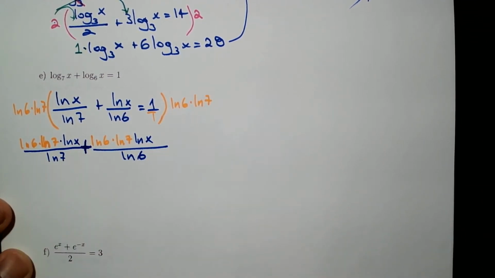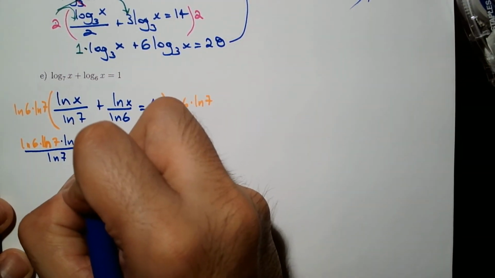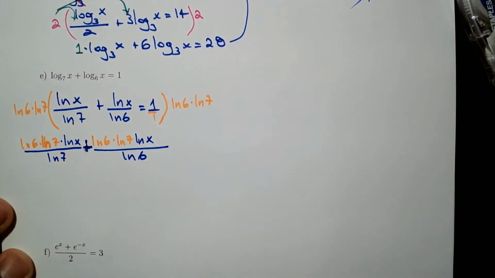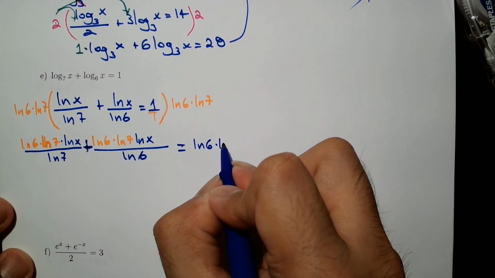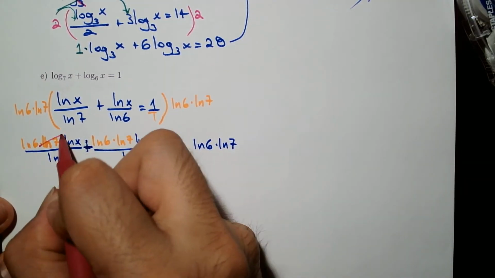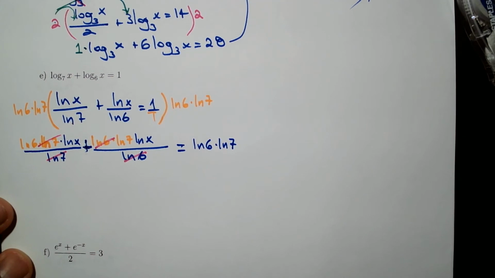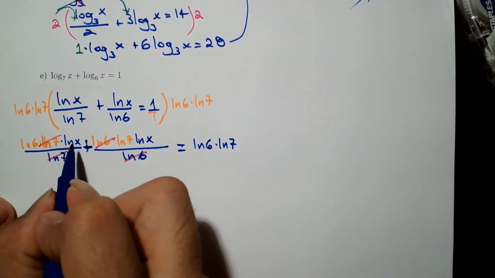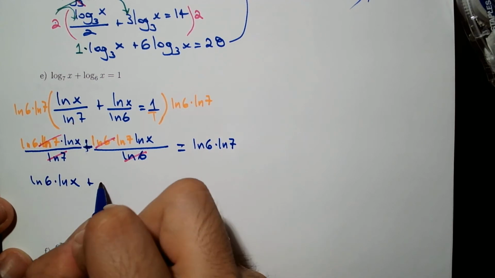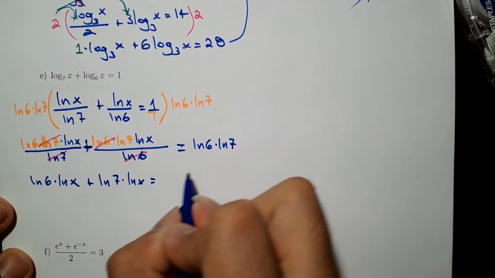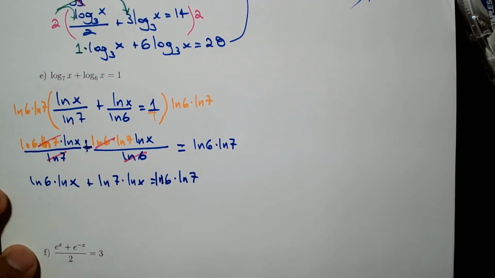That's a plus sign here that should be there. Let me erase. There's a plus sign that must be there. And that equals 1 times the product of these two, which is simply ln of 6 times ln of 7. Notice what's going to happen here. Ln of 7 cancels, ln of 6 cancels, and this will leave us with ln of 6 times ln of x plus ln of 7 times ln of x equals ln of 6 times ln of 7.